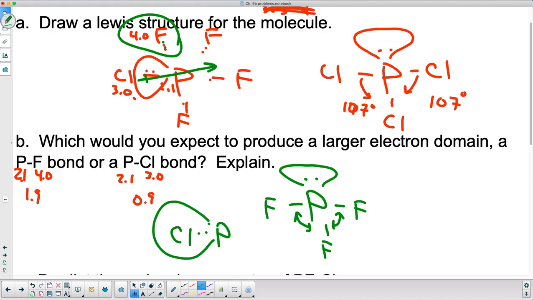This is a similar situation where the electrons in between the Cl and the phosphorus atom are closer to the phosphorus atom, which is why this is the one that produces a larger electron domain. And that's why having this bond, and not all PF bonds, would make this a little distorted, which we get into in the next question. All right, that's good for now.